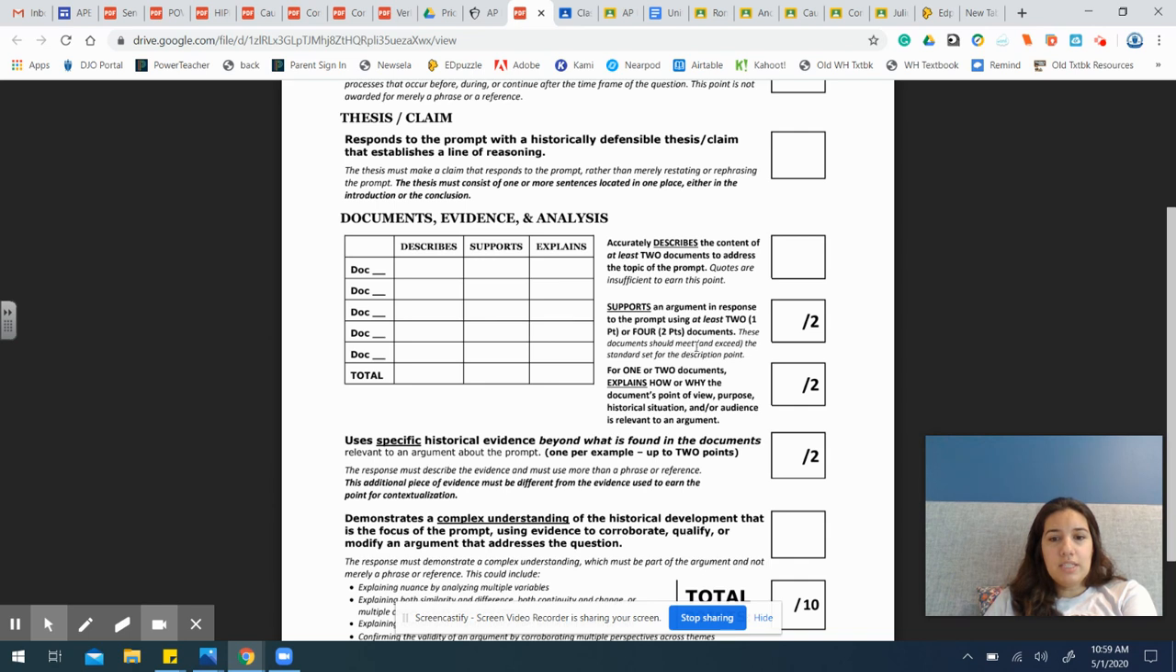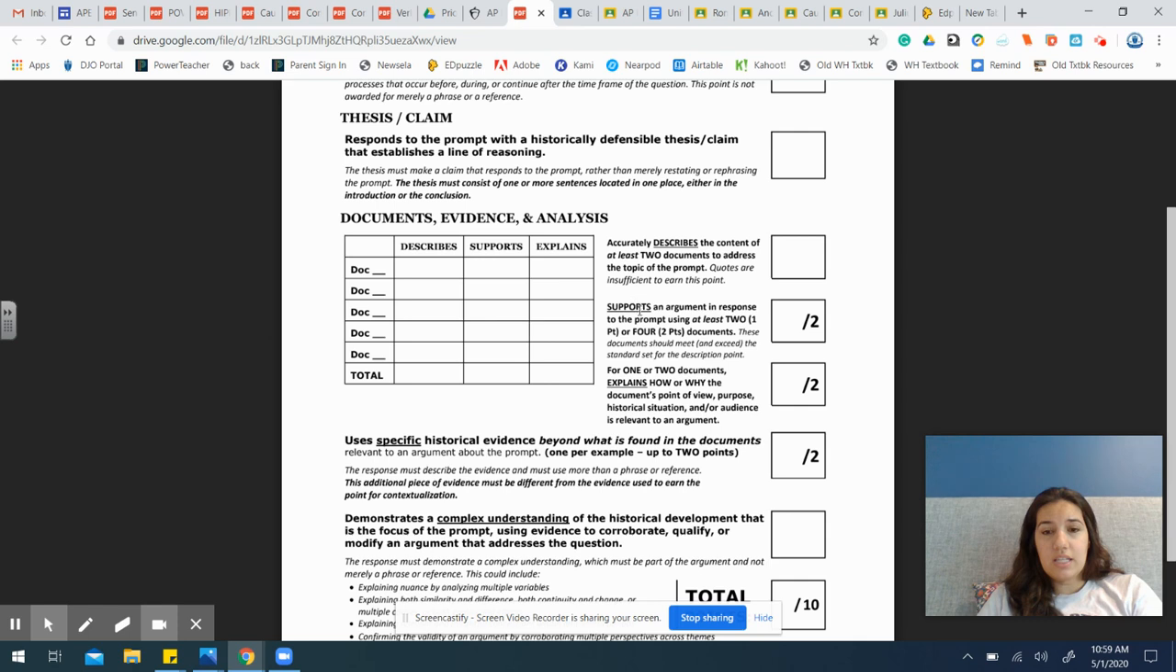These documents should meet and exceed the standard set for the description point. So it supports an argument in response. So this first part just describes the document. Okay, so basically stating what is the document saying? What is it? How is it related to the topic?